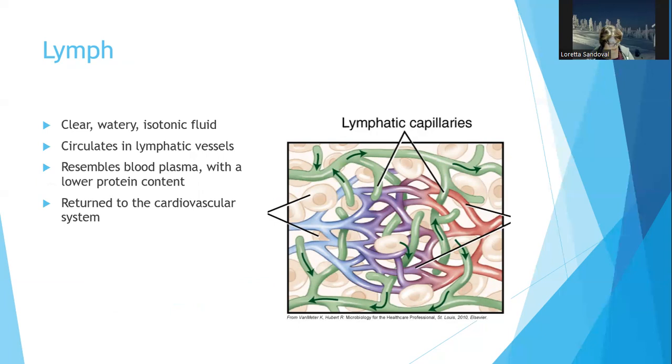The fluid that circulates in the lymphatic system is called lymph. So the lymph is a clear, watery, isotonic fluid. It resembles blood plasma, but it has a lower protein content. And that lower protein content is part of what drives the uptake of fluids. The fluid is, of course, then returned to the cardiovascular system via the lymph.